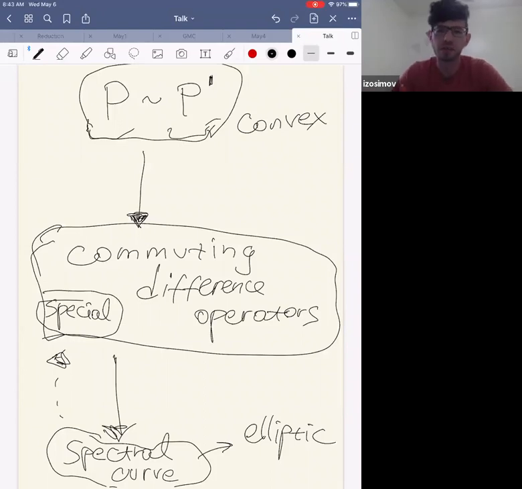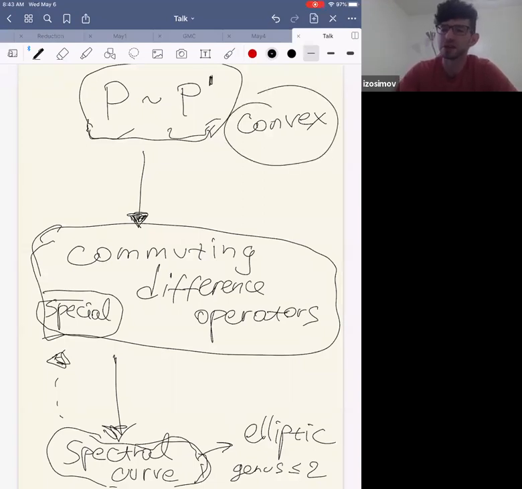Because in general, if we do the same in the setting of arbitrary polygons in CP2, then we'll be able to prove, using some quite basic arguments, that the spectral curve will have genus at most 2. But unfortunately, it seems not possible to make this any better. So in general, we get a genus 2 curve. But if we know that the polygon is real and convex, then one can show that genus 2 is actually not allowed. So we end up with an elliptic curve.